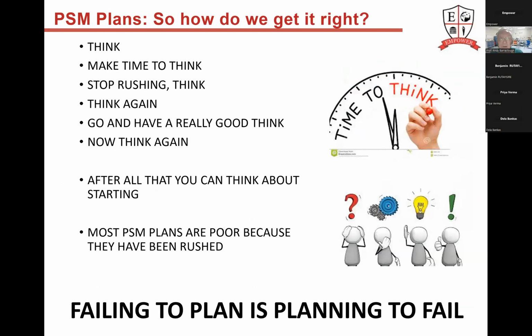So, the next point around the PSM plan is to think. Make time to think. Stop rushing. Think. Think again. Go and have a really good think. Now think again. And after that, you can think about starting. Most PSM plans are poor because they are rushed and they're not thought through. Failing to plan is planning to fail. You have to think about what you're going to do.